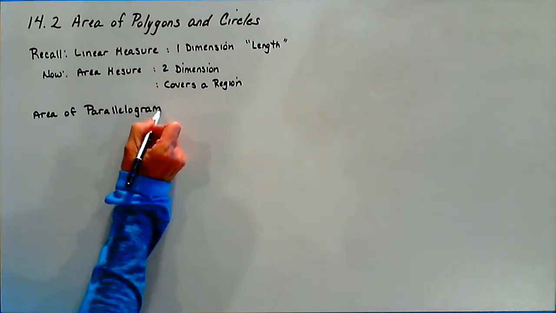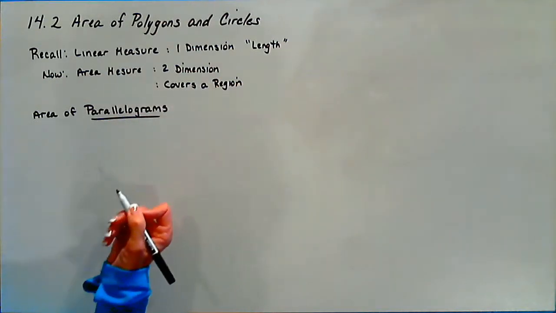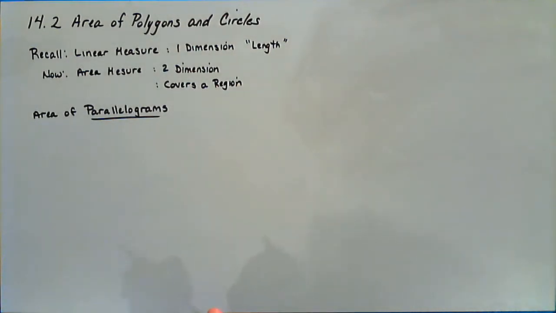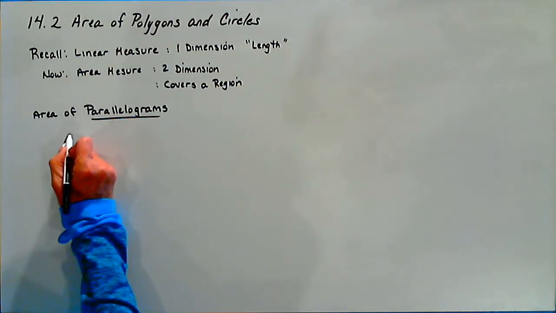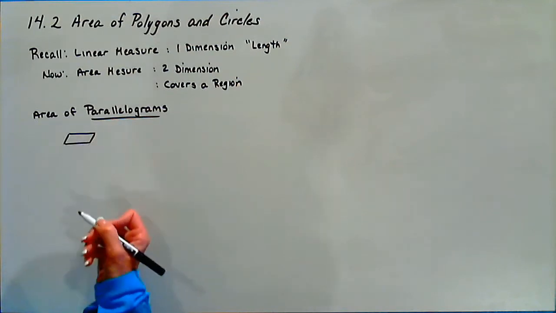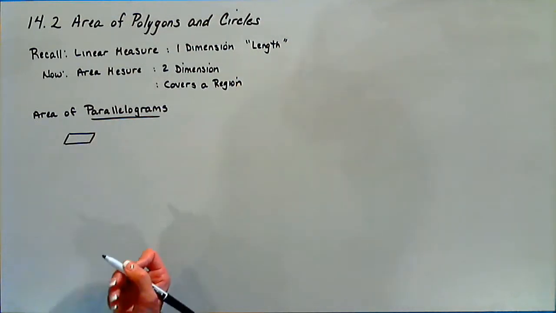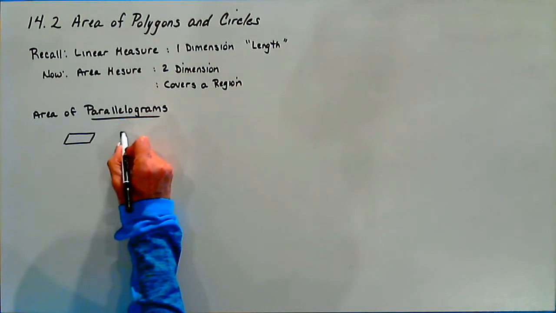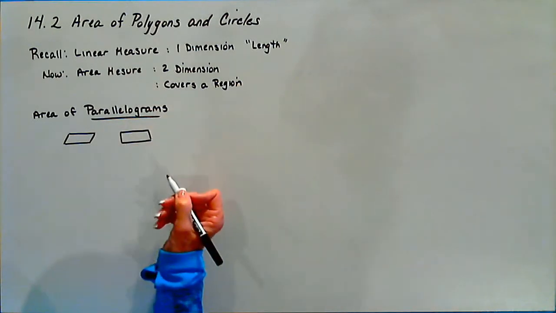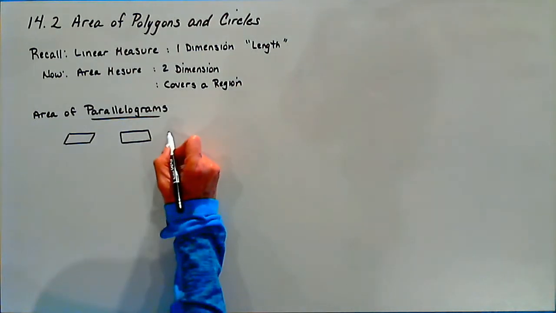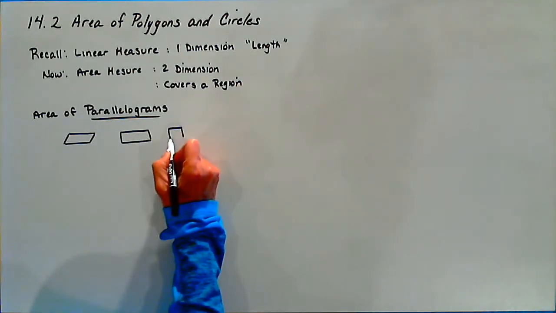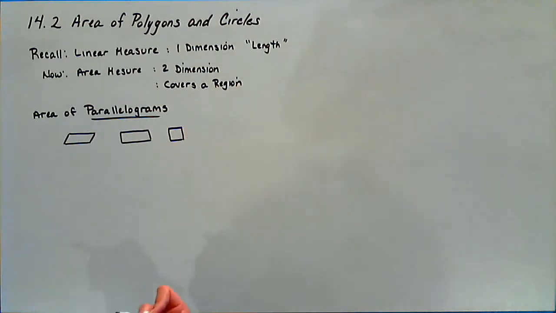And what's great is a parallelogram. If you recall, a parallelogram has opposite sides parallel and congruent. So we may be talking about something that looks like what people often think of as a parallelogram. But remember, a rectangle is a parallelogram since opposite sides are parallel and congruent. A square is a parallelogram. So you have many different ways of looking at a parallelogram.